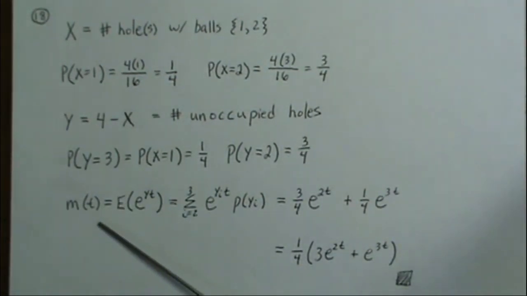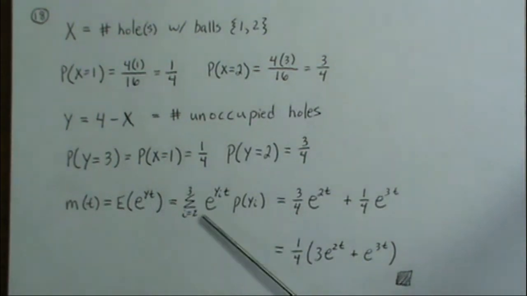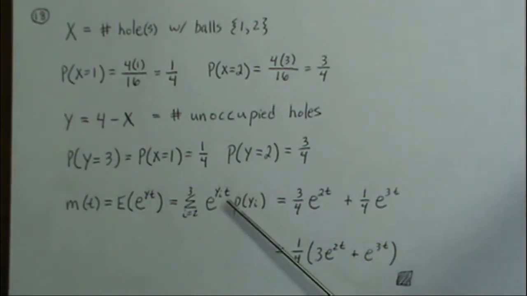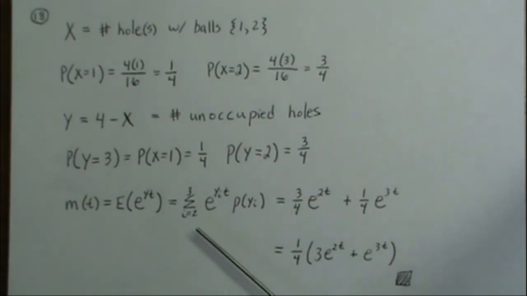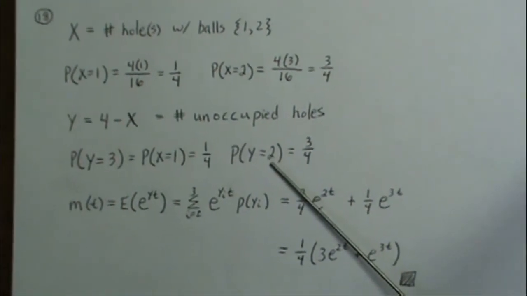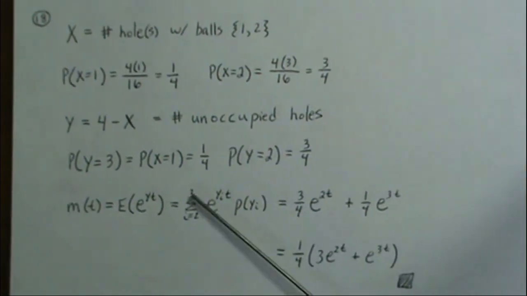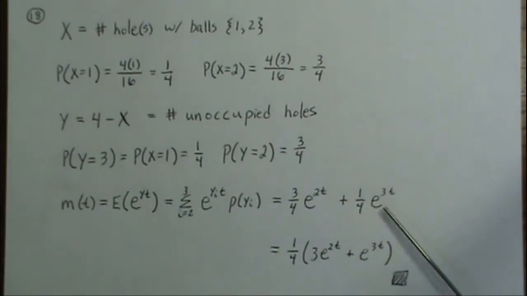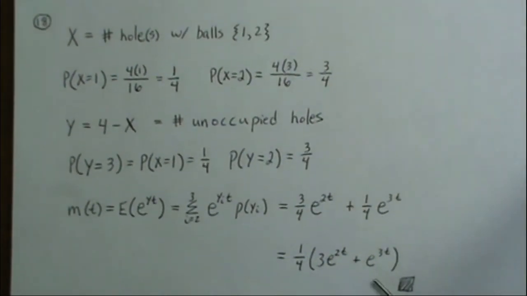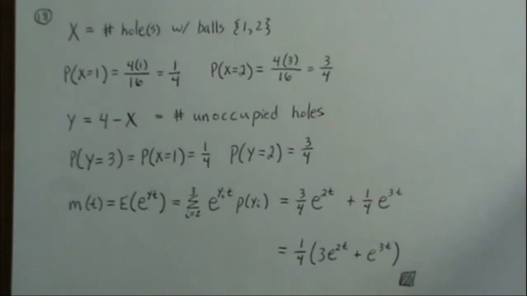And then the moment generating function is the expected value of e to the yt. So you plug in this, and then you sum it over the probabilities of each of those y's happening. When y is 2, we get 3/4 e to the 2t, and when y is 3, then it's 1/4 e to the 3t. That simplifies to 1/4 times (3 e to the 2t plus e to the 3t).